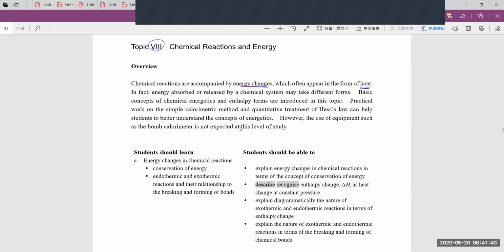You are going to talk about some basic concepts of energetics. You need to know the enthalpy terms. This is the key part I would like you to know. We have quite a lot of enthalpy terms with definitions, and you have to memorize them.